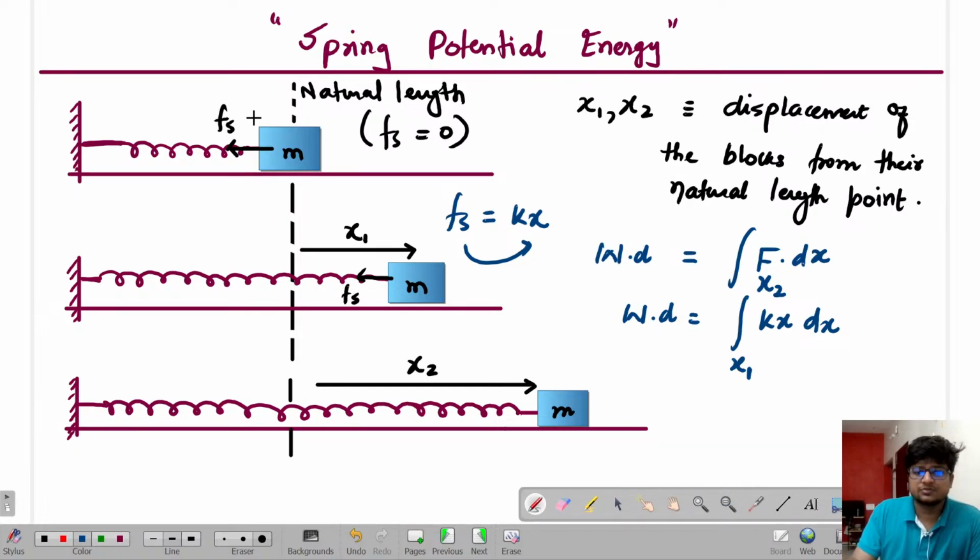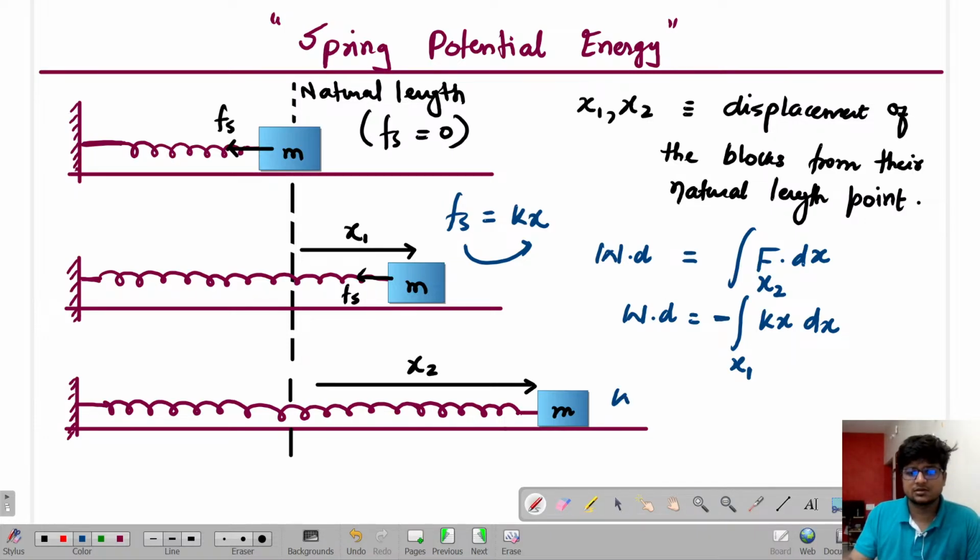if I consider the spring force and the displacement, I have to consider the angle between them. How much is the angle between them? Displacement is towards the right, spring force is towards the left. So the angle between them is how many degrees? 180 degrees. So I'll have to use a negative sign over here.